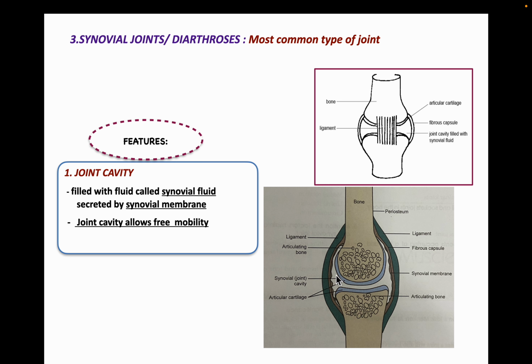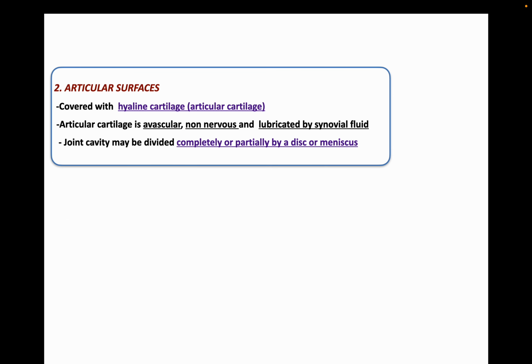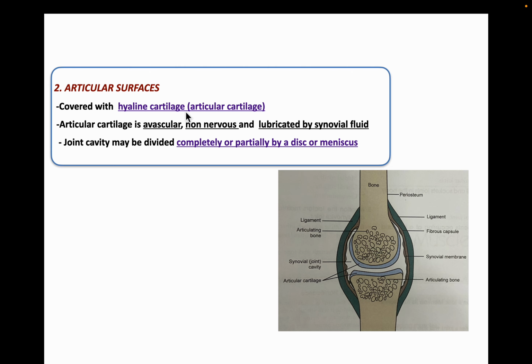So you can see here, this is the synovial joint. It is lined by the synovial membrane. So this synovial membrane is secreting the fluid, which is known as synovial fluid. Now, the second feature of the synovial joint is its articular surfaces covered with hyaline cartilage. Articular cartilage, you can see here, is covering these surfaces. This articular cartilage is avascular, non-nervous, lubricated by the synovial fluid.